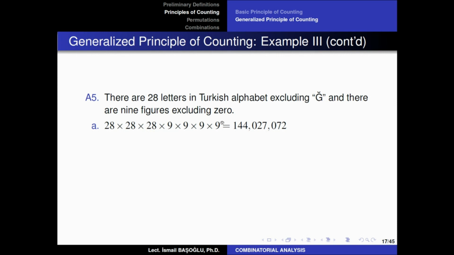Therefore, if I multiply these 7 values, I will get the number of different license plates that I can create without using the letter yumuşak G and without using any figure as 0. And that is going to be approximately 144 million.